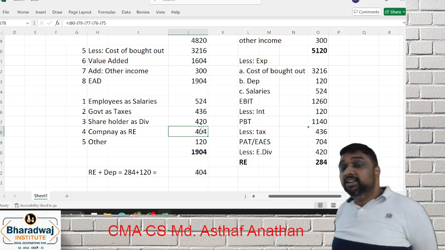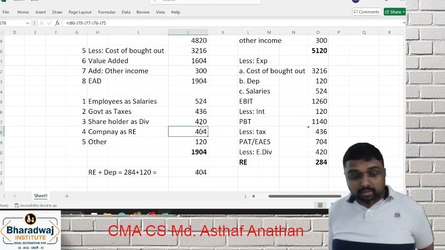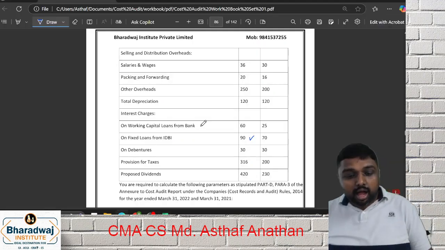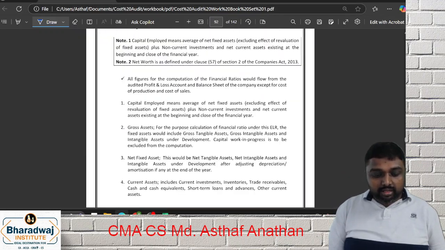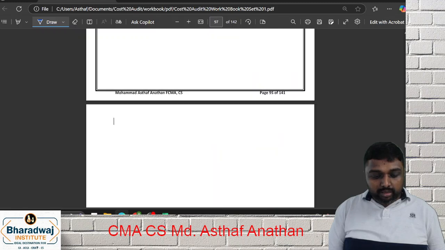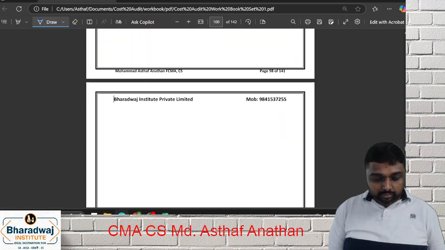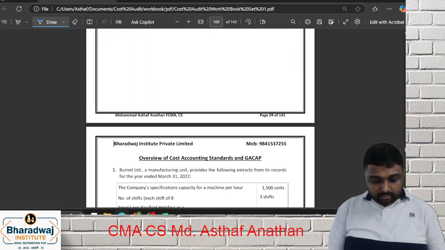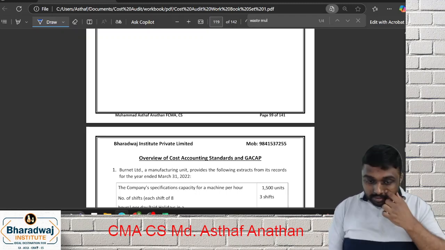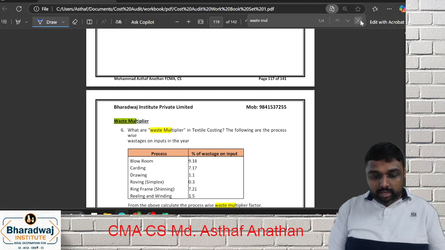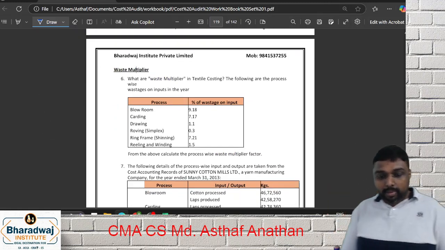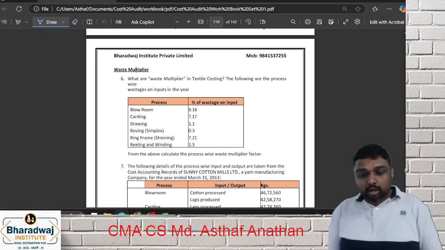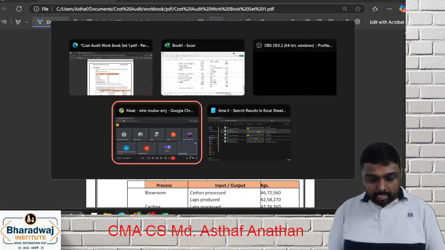After the ratio analysis, we discussed the waste multiplier. Waste multiplier and all is a very easy area. What is waste multiplier? It generally comes in the textile industry. This is what waste multiplier is. Now, if you go for waste multiplier, it is interesting. And the format, I think all of you remember.